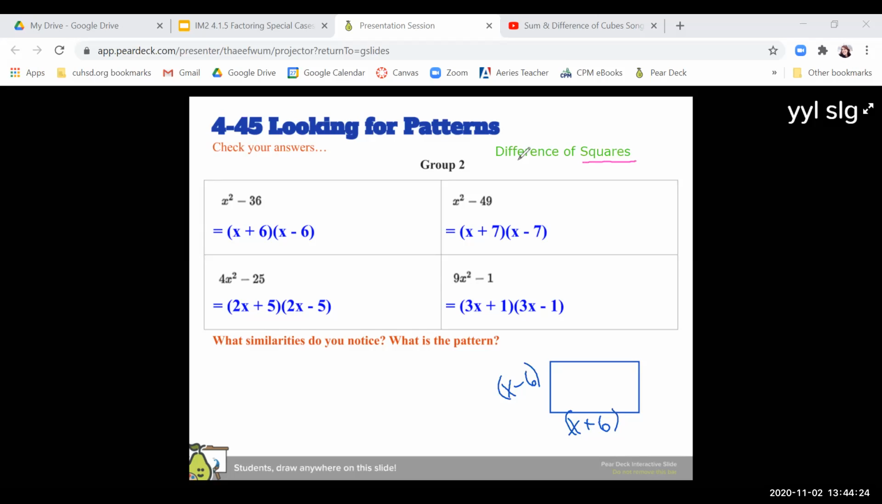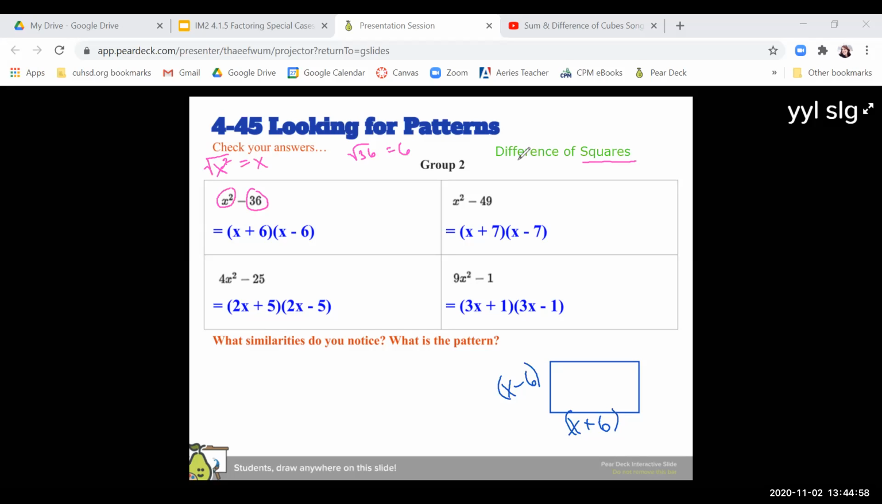So for example, 36, if I take the square root of 36, I get 6 because 6 times 6 makes 36. And technically, x squared is also a perfect square, because if I took the square root of x squared, I would get x, because x times x makes x squared. So these are both perfect squares, x squared and 36.